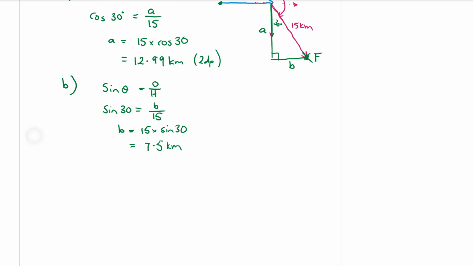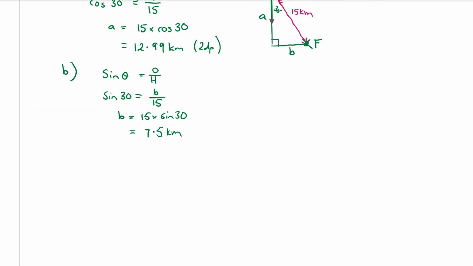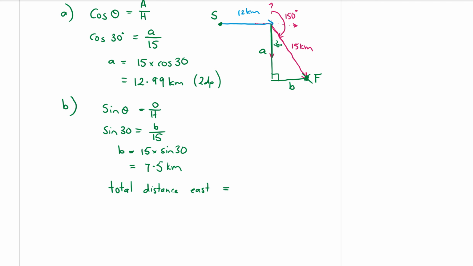Don't forget to go back and write down the total for this one. There were 2 parts. The total distance east is equal to the 12 kilometers that we started out with in the easterly direction, plus that extra 7.5 down here, which we labeled B. That altogether is 19.5 kilometers that they have traveled east.